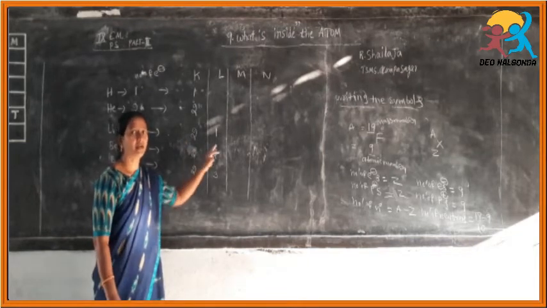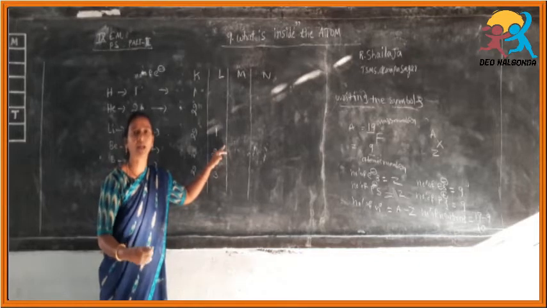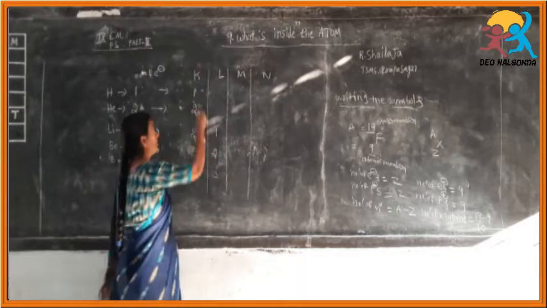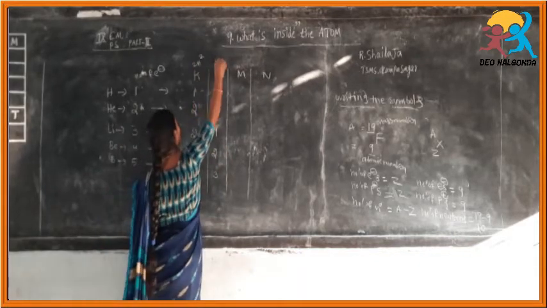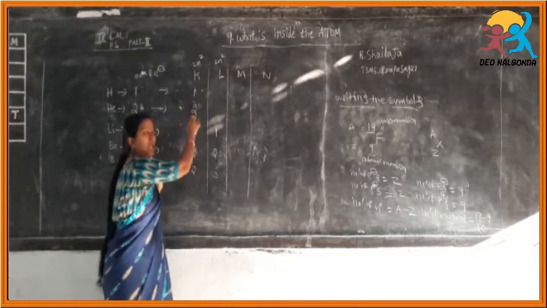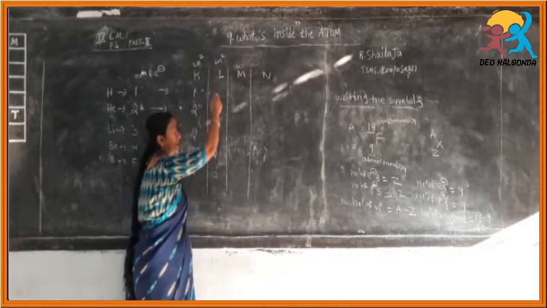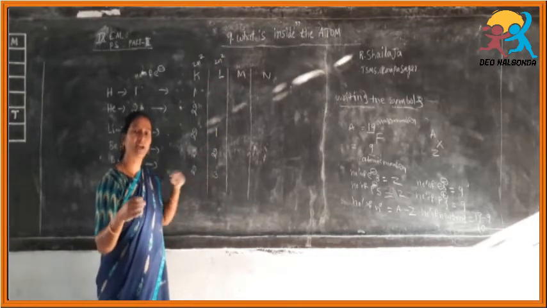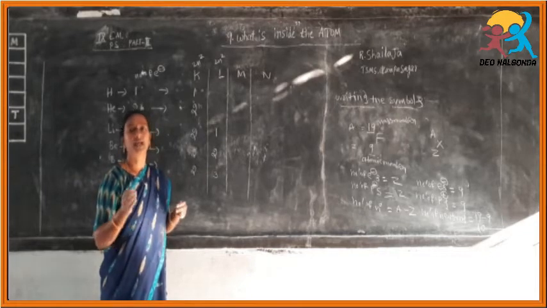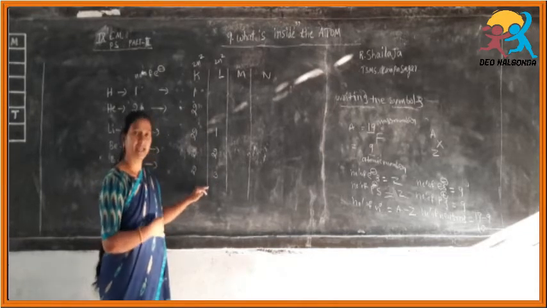Why can the K shell accommodate only two electrons, but the L shell can accommodate a maximum of eight? It follows the 2n squared rule. The first shell: 2 into 1 squared, so only 2 electrons. The second shell: 2 into 2 squared, 2 into 4, so 8 electrons. In the second shell, the maximum number of electrons we can fill is 8.